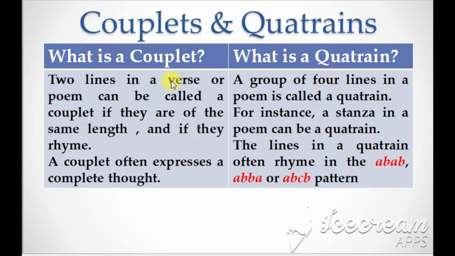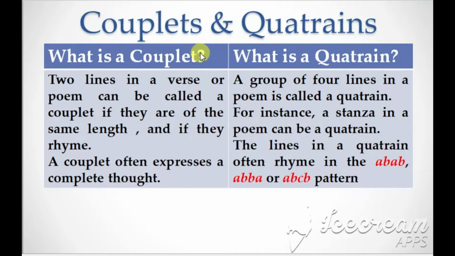What is a couplet? Two lines in a verse or poem can be called a couplet if they are of the same length and if they rhyme. A couplet often expresses a complete thought.